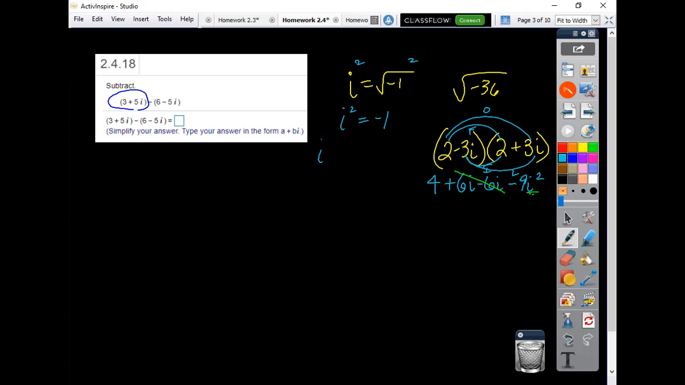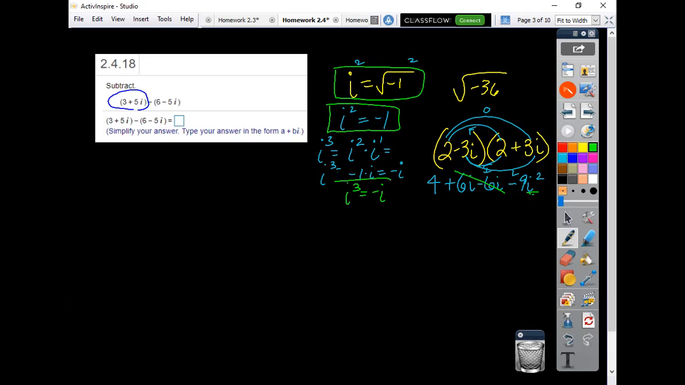Sometimes you might use this, i cubed, being i squared times i to the first, right? Add those 2 and 1. But i squared is -1 times this i, so that's just -i. Okay, so that was for i cubed. So far we have the original i was square root of -1. i squared came out to -1. i cubed, sometimes you'll use -i for that.